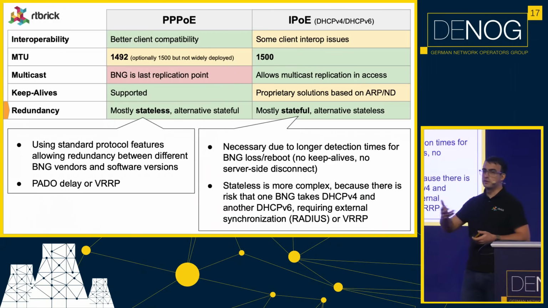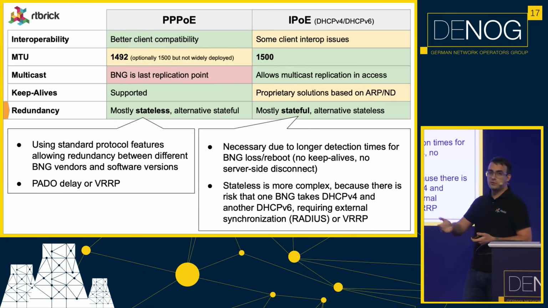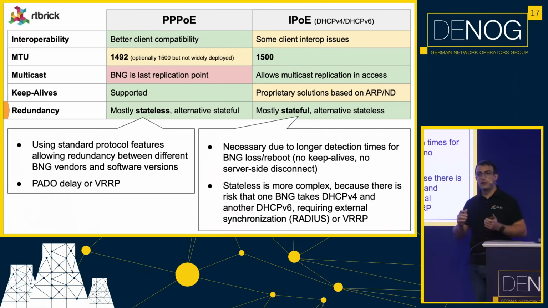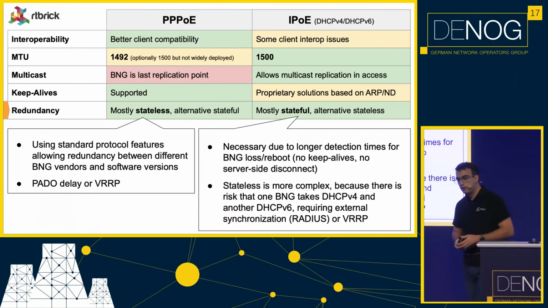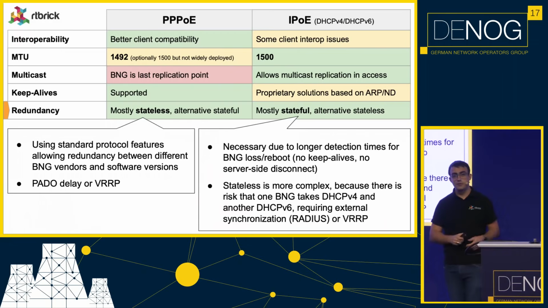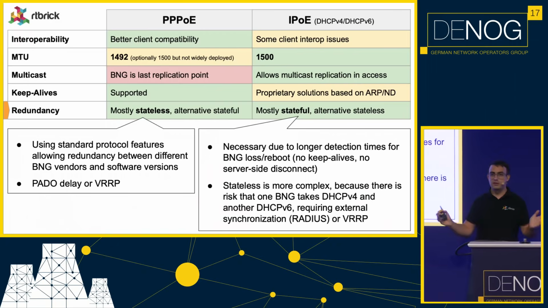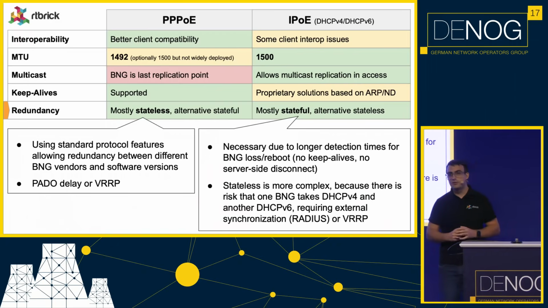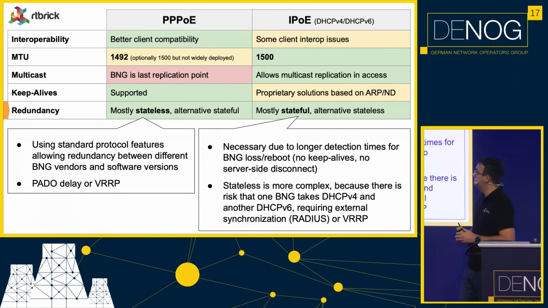If the BNG has an outage, then the keep alives ensure that the client recognizes this, reconnects, and the next BNG takes over. This is super stable and efficient. It even works with different vendors. You can say vendor A, vendor B, I can have different software versions, it doesn't matter. They don't need to talk to each other. This is super nice and very popular in PPPoE.